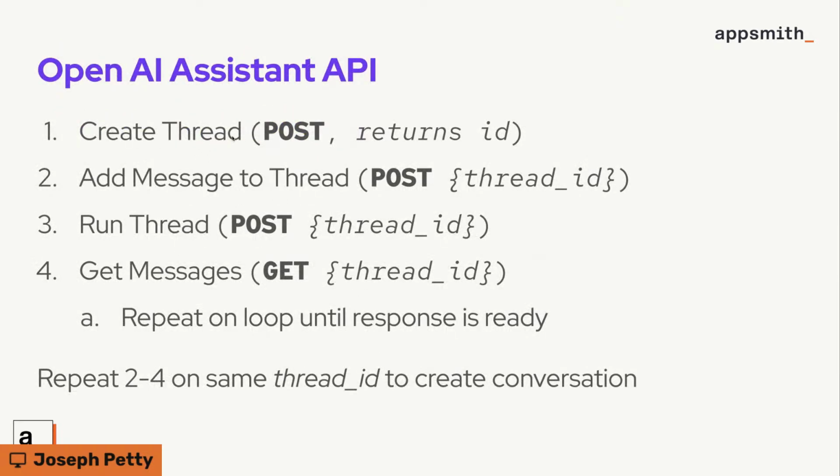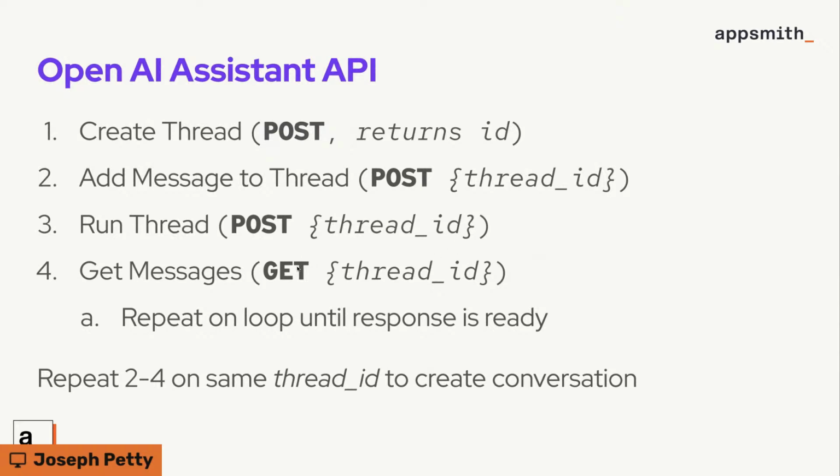So the first thing is we have to create a thread, and that's just like opening up a new window in ChatGPT when you're just using it online, right? Like an empty thread. And then we add a message to that thread, which is another post request. We need to know the ID that came back from this post. And then we'll run the thread. So it's basically we're done adding messages. Now go ahead and evaluate it.